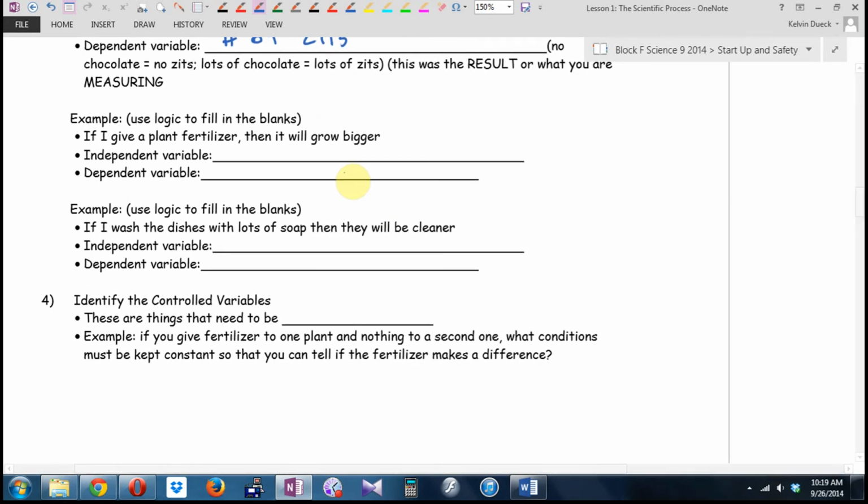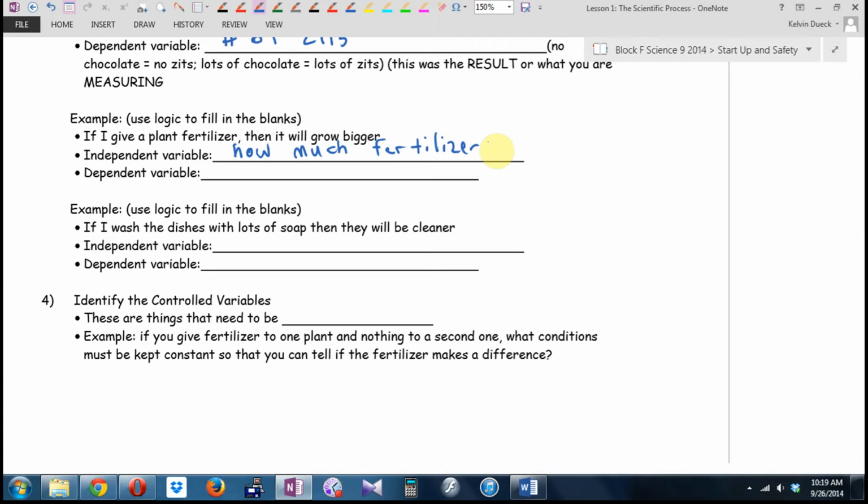So I said here, use logic to fill in the blanks. So here's the hypothesis. If I give a plant fertilizer, then it will grow bigger. Probably a true hypothesis. What's the independent variable? If I wanted to prove this, what's the variable that I would manipulate? Yep. Mitra, yes? Yep. And that one I would probably measure. It would either be measuring how many liters or how many kilograms, but that would probably be a quantitative, a measured variable.